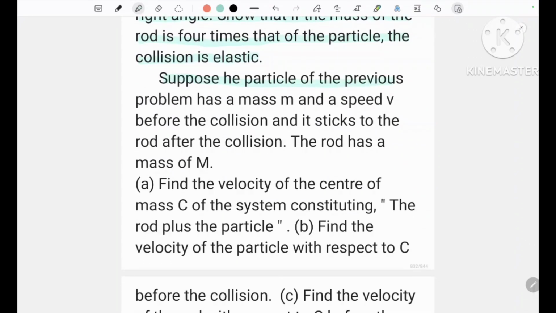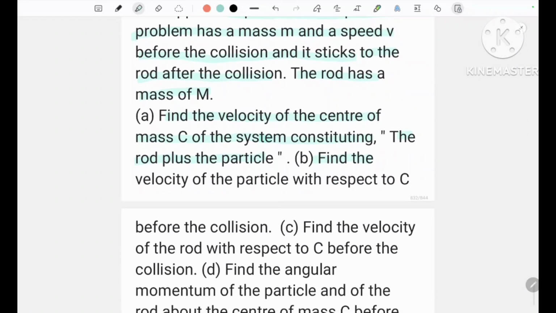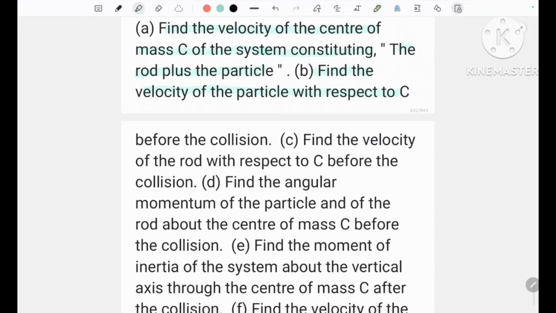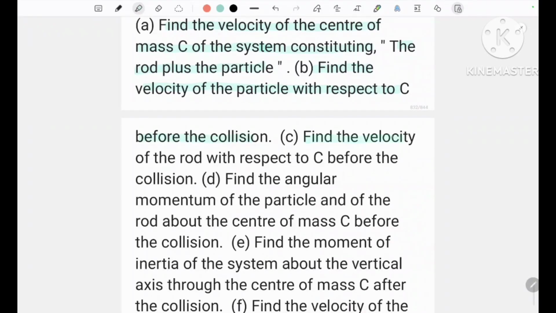Suppose the particle of the previous problem has mass m and speed v before the collision and it sticks to the rod after the collision. The rod has a mass of m. Find the velocity of the center of mass C of the system constituting the rod plus particle. Find the velocity of the particle with respect to C before the collision. Find the velocity of the rod with respect to C before the collision.